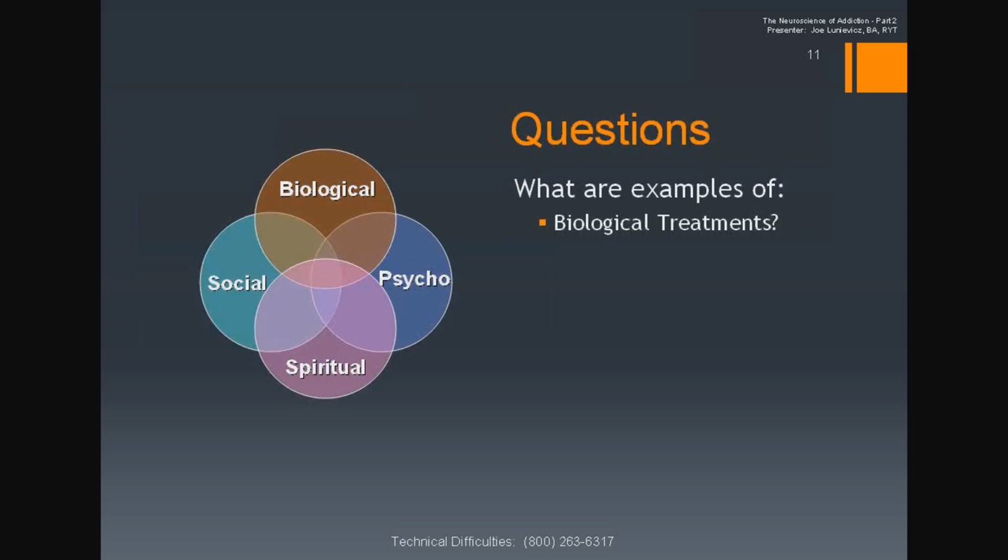So someone wrote in naltrexone, medically assisted treatment, MAT, sometimes abbreviated as, any kind of medications, sure. Those would be biologically based, right? Examples of treatments that would be biological. Terrific. Let's move on to our next one. What about psychological or social treatments? So let's actually group them both together.